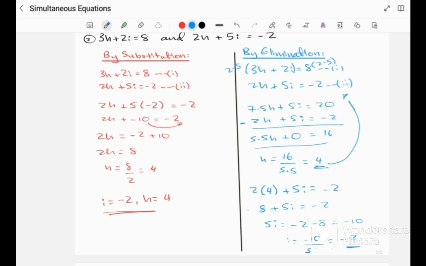So we got the same i and h values as we got over here in the substitution method. So you can use either elimination or substitution, but depending on your question, one might be easier than the other. So be careful to choose which one you want to use.